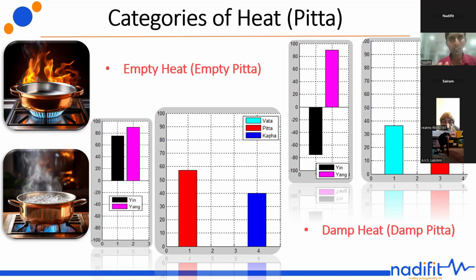Now, if I correlate this to Ayurveda, we call this dry heat, means pitta vata. Whereas if I correlate this to yin and yang, the yang is excess and the yin is deficient. This is empty heat. The yin is completely deficient. The yang is excess.